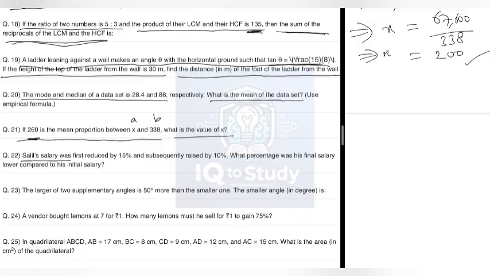Salil's salary was first reduced by 15% and subsequently raised by 10%. What percentage was his final salary lower compared to his initial salary?